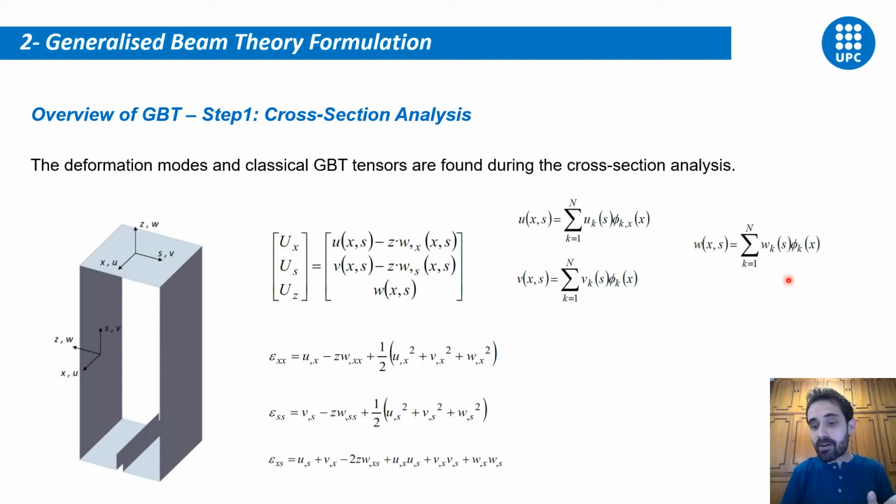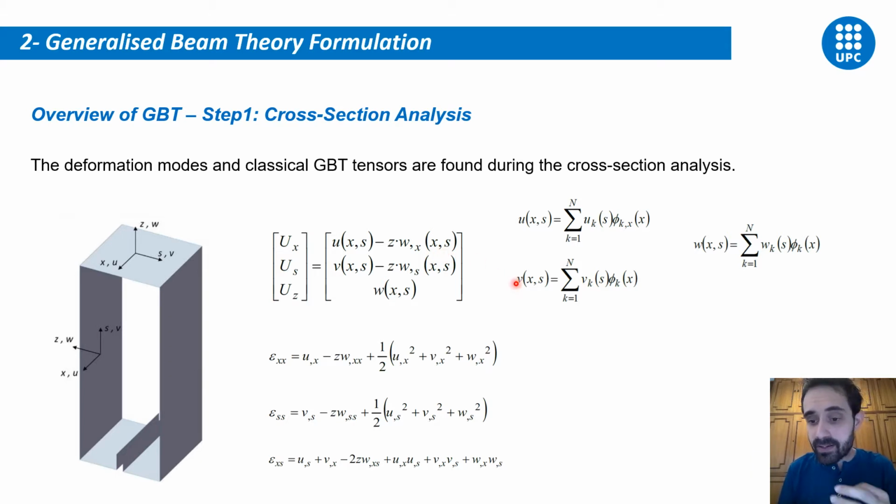Two main steps are required to perform GBT analysis. The first one is the cross-section analysis, in which the deformation modes and the classical GBT tensor are formed. Here you can see an example of a thin-wall member, and you will observe the local bases used for each sectional wall. Here you can see the displacement field equations according to these local bases for each sectional wall.